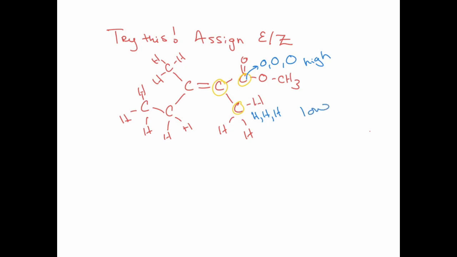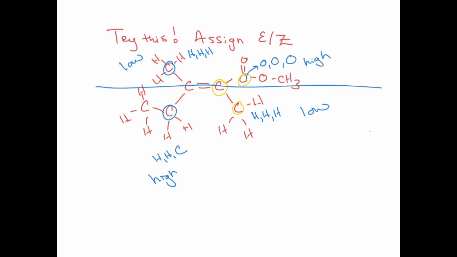Now if we go over here, one atom out, we have carbon versus carbon, we have a tie. So then we look at what those are attached to. Here, this is attached to 3 hydrogens. Here, this is attached to 2 hydrogens and a carbon. Carbon beats hydrogen, so this is the high priority group. This is the low priority group. So if we cut this double bond here, the high priority groups are on the opposite sides, so this would be the E alkene.